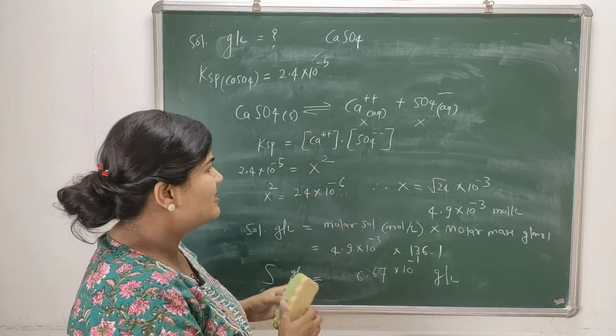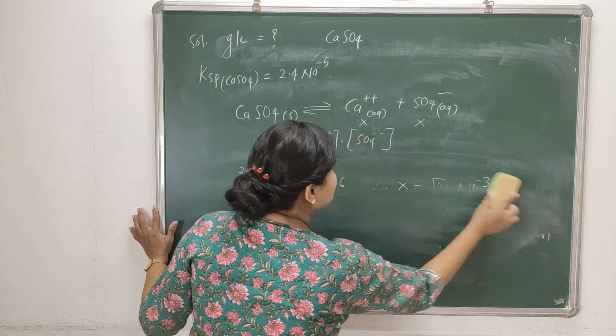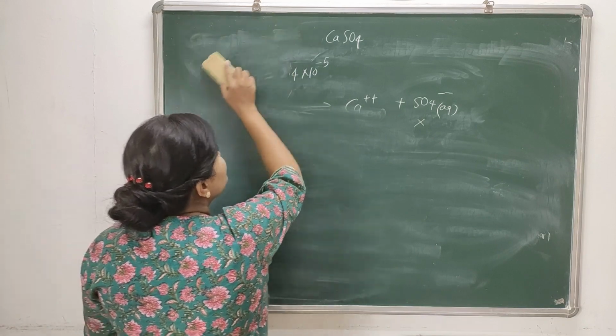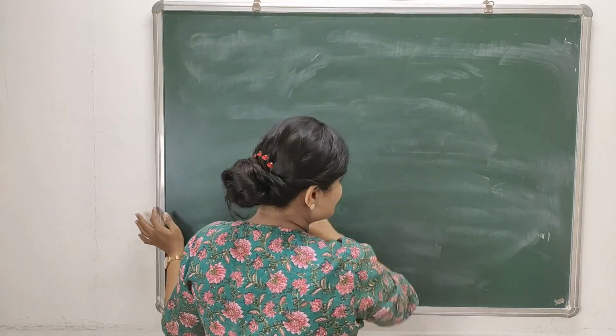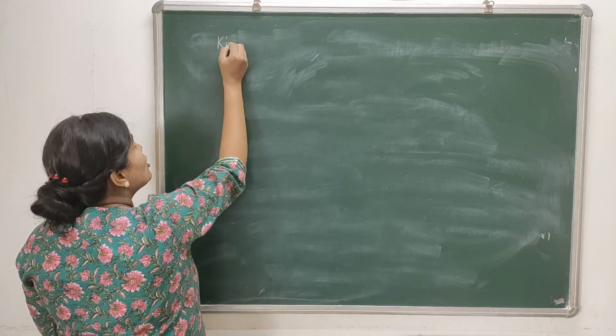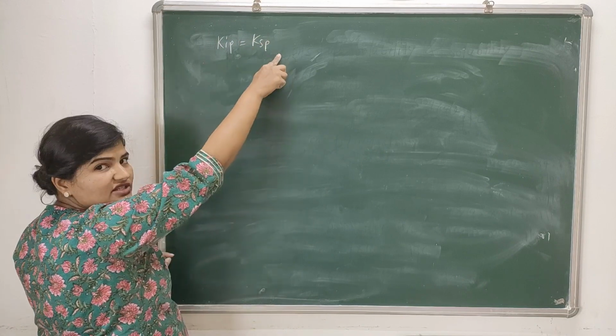Now one more problem I want to address here, and that is related to conditions of precipitation. In the last video we have seen 3 conditions of precipitation, 3 criteria for precipitation. If the ionic product is equal to the solubility product, then the solution is saturated.